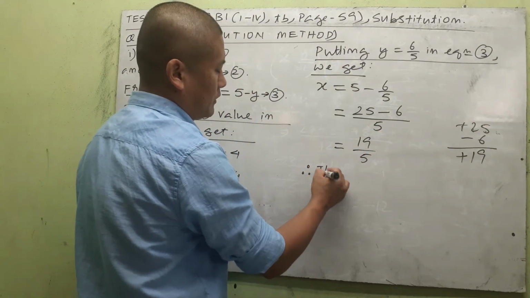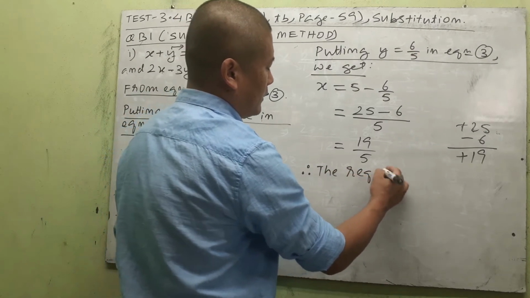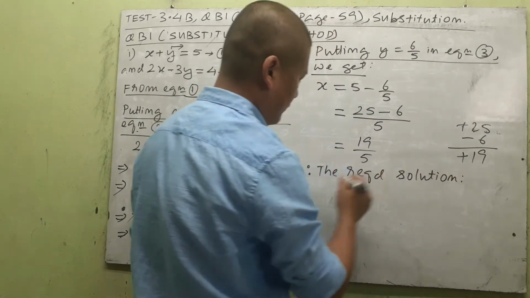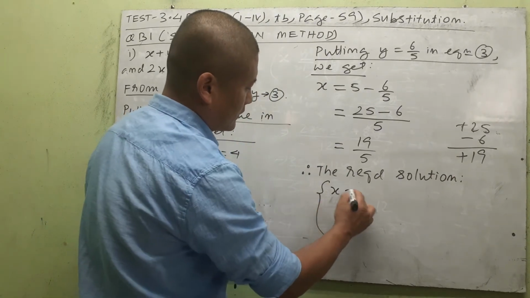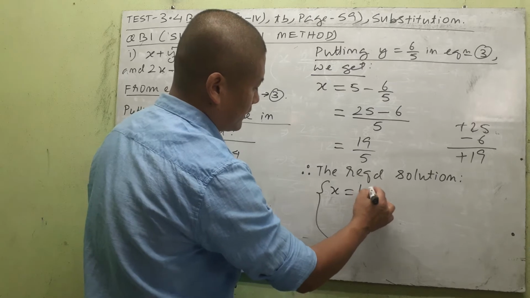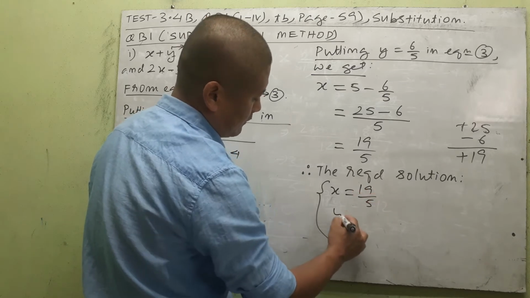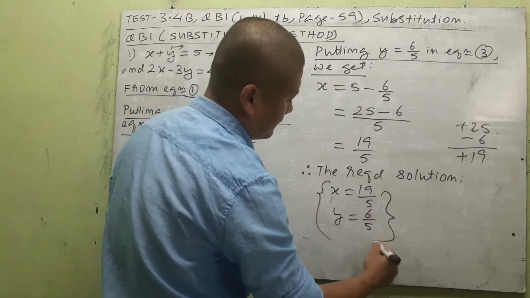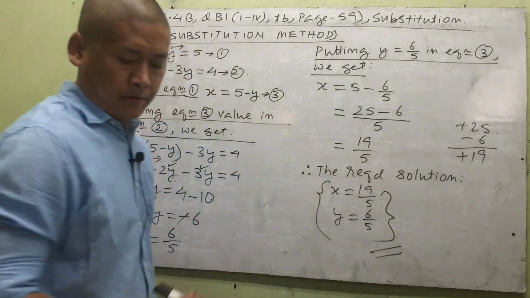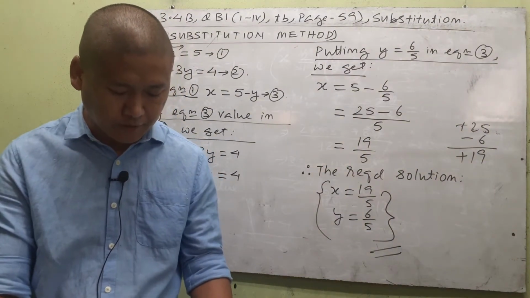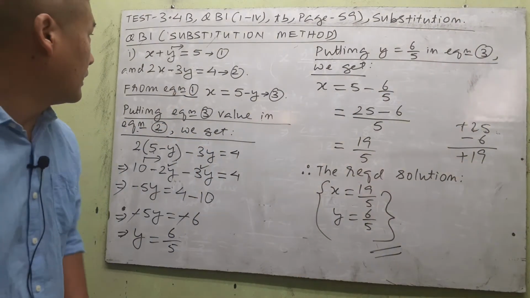So our required solution, meaning values of x and y, are x is equal to just now 19 by 5 and y value is equal to 6 by 5. So that's our first answer. Okay, so here 19 by 5 is correct. Next we'll go to 2.